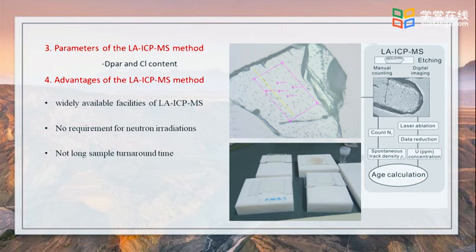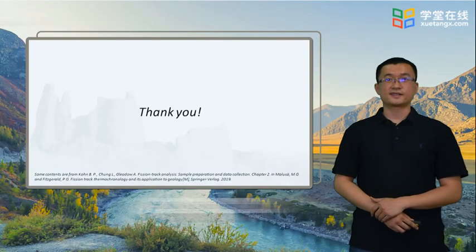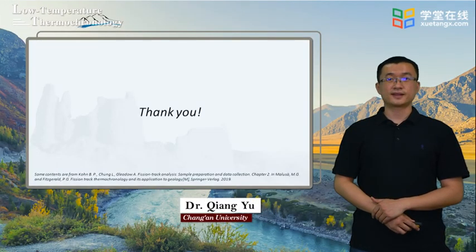Other advantages of this approach are that it eliminates the need of handling radioactive material, and as only one track density measurement, the spontaneous fission track density, is required, it reduces the overall requirement for fission track counting. With these advantages mentioned above, the LA-ICP MS method is becoming one of the two preferred dating methods and widely used.